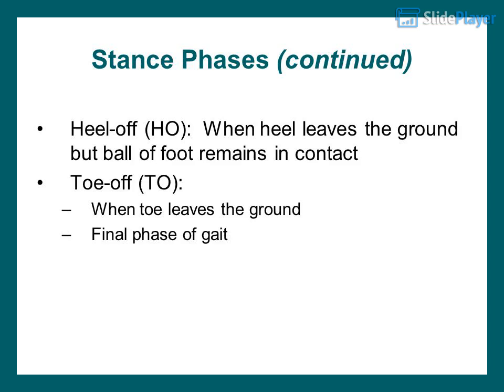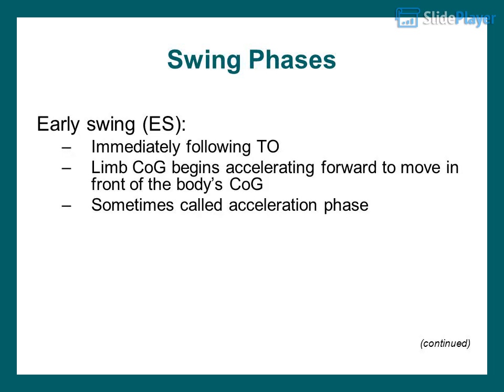Stance phases, continued. Heel off, HO, when the heel leaves the ground but the ball of the foot remains in contact. Toe off, TO, when the toe leaves the ground. Final phase of stance. Swing phases: early swing, ES, immediately following TO. Limb COG begins accelerating forward to move in front of the body's COG. Sometimes called acceleration phase.